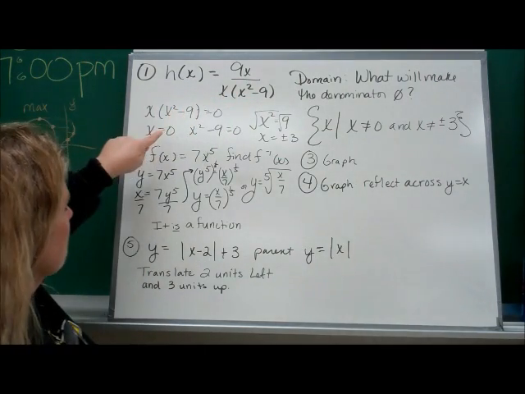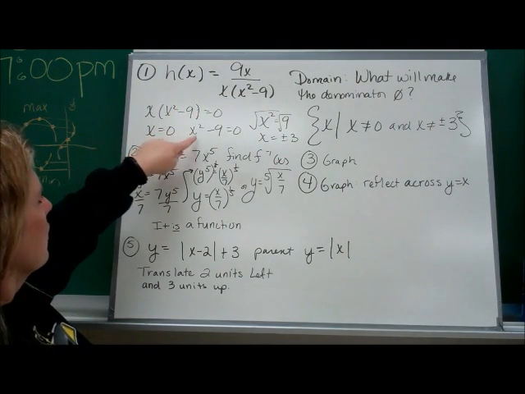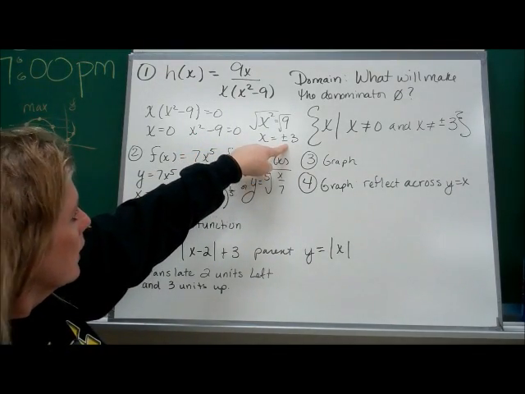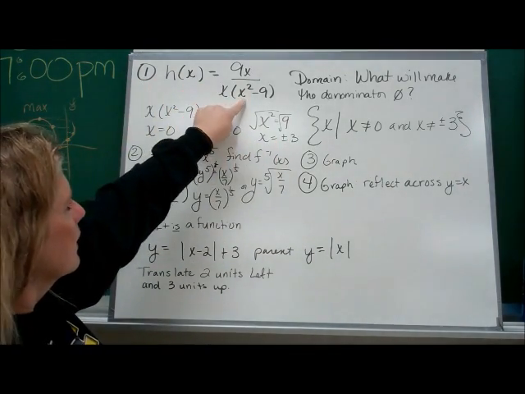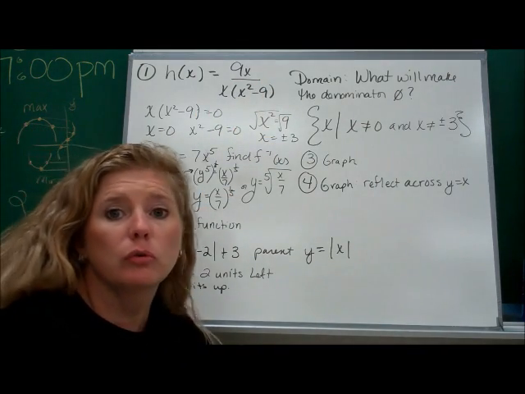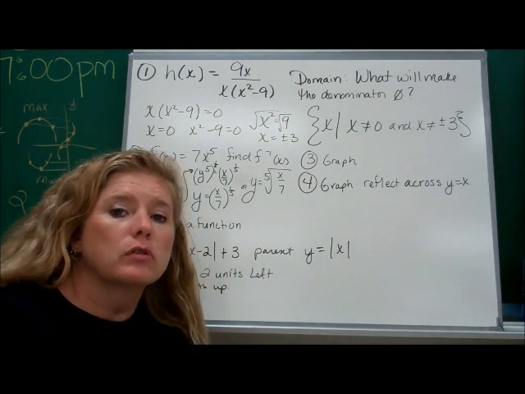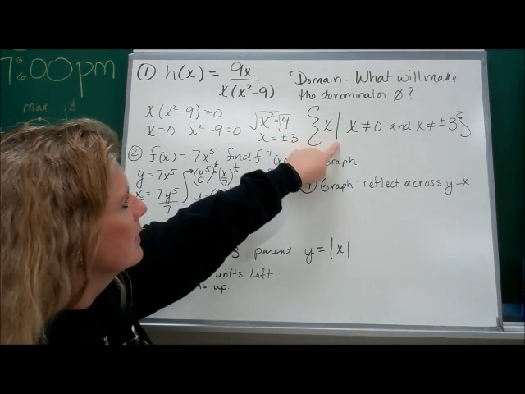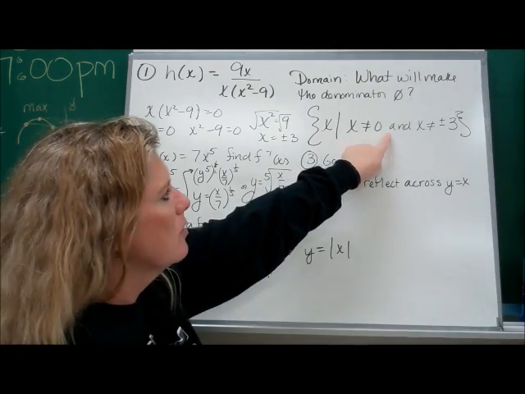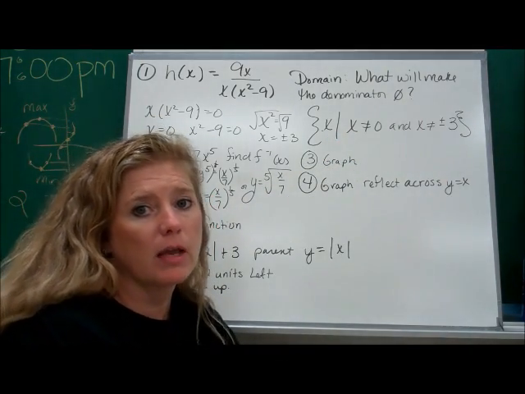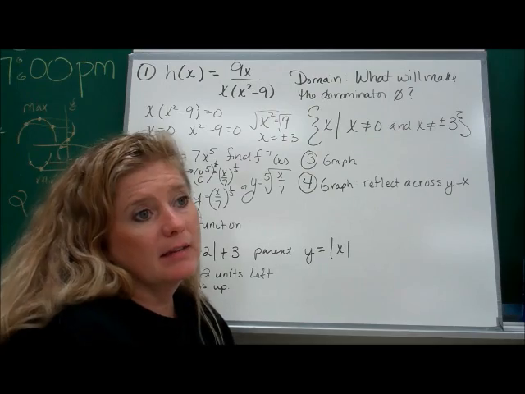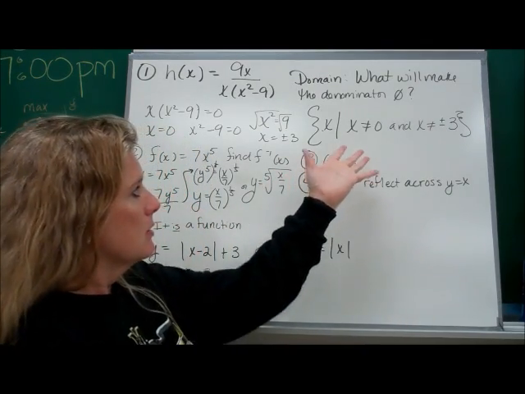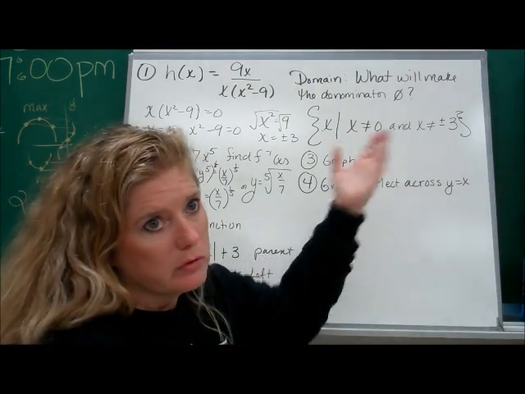You set each factor equal to 0 here, so x is 0 and x squared minus 9 is 0, so x is positive or negative 3. So these are the numbers that will make this 0, so we can't have those. So the set of all numbers x such that x cannot equal 0 and x cannot equal positive or negative 3. We don't have to say anything about all real numbers, we just have to say that because that just means that it can be all numbers except for those.